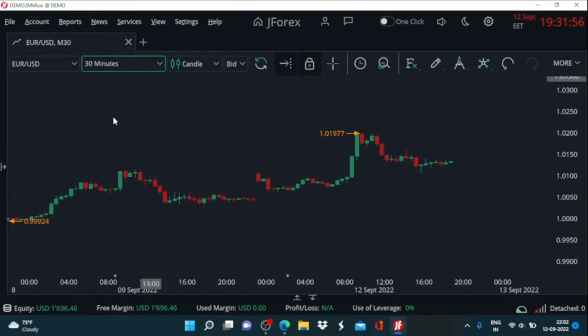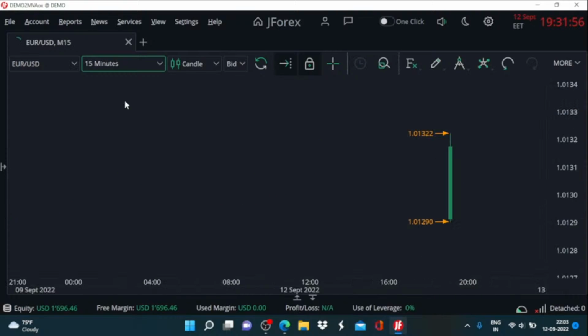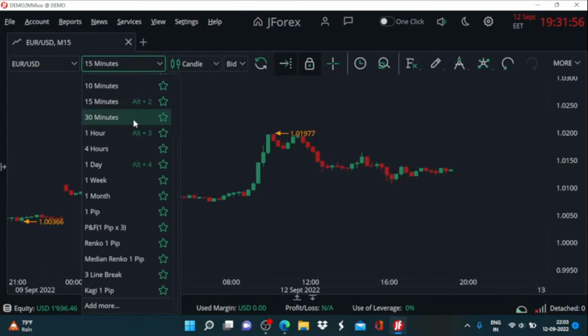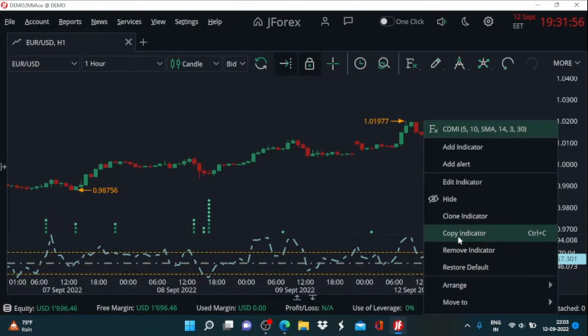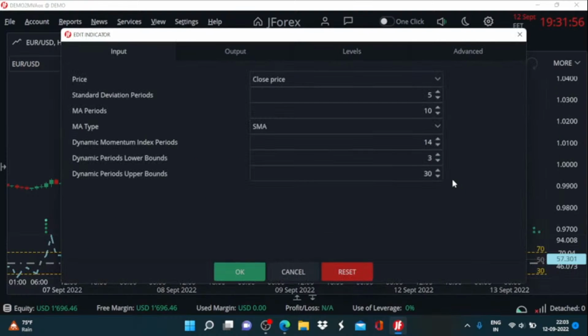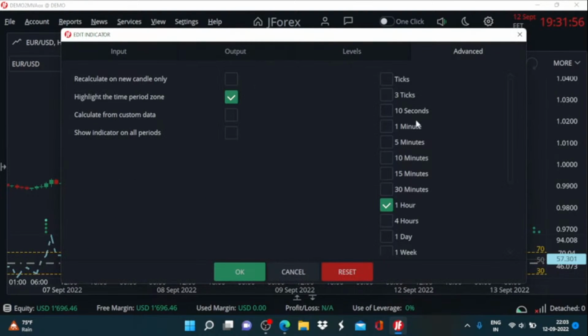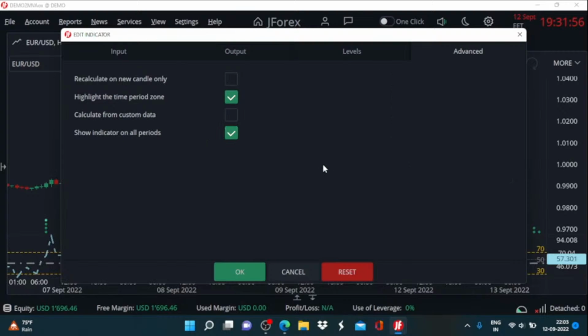So here try out this combination of half an hourly, and here you can see that there is no more plotting of the CDMI indicator. So we have to specify on which time frame we want this indicator to appear, and only on that time frame the output of the CDMI indicator will appear. All right, now I am again restoring it back to show the indicator on all the periods.